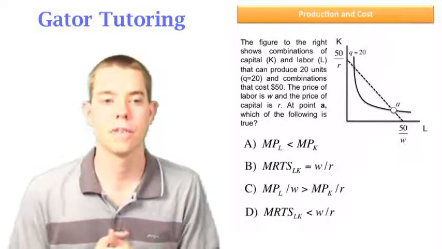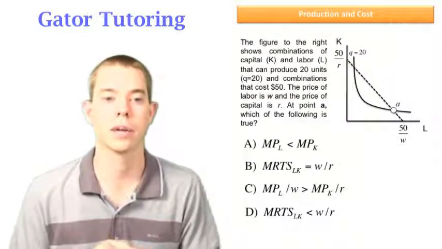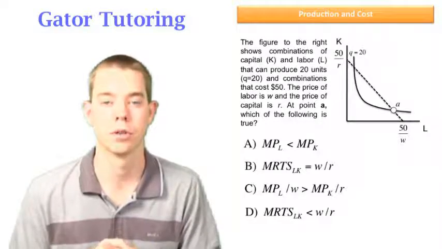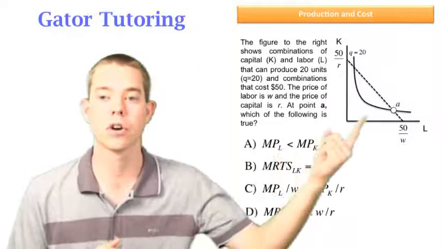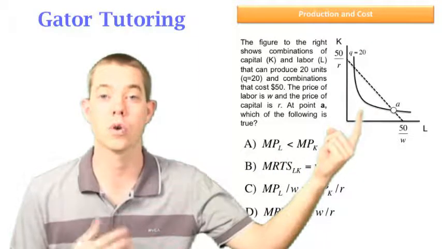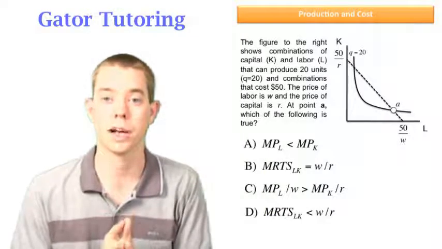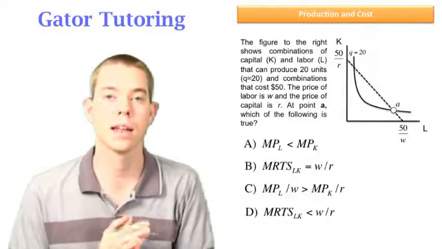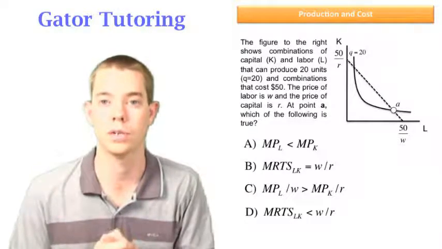It gives us this graph and it says the figure to the right shows combinations of capital and labor that can produce 20 units and combinations that cost $50. Well, first let's take a look at what that's saying. We see this curved line, which we call the isoquant line. It's similar to our indifference curve from our utility maximization section. That line is telling us different combinations of labor and capital that can produce 20 units.